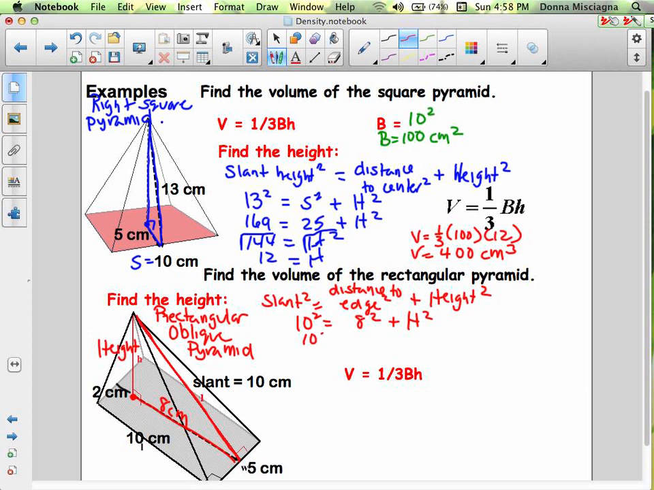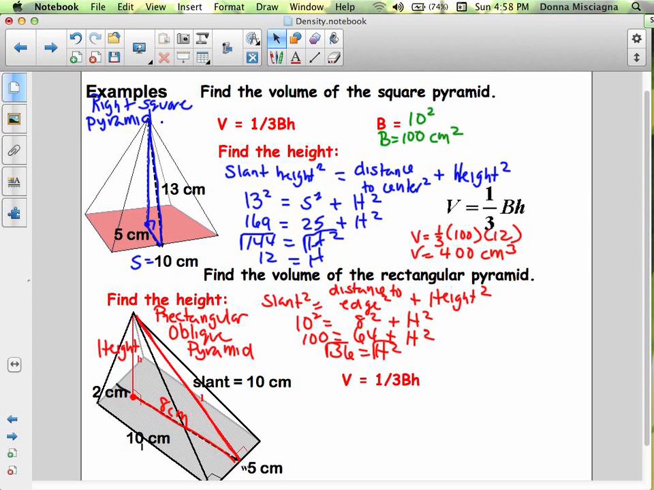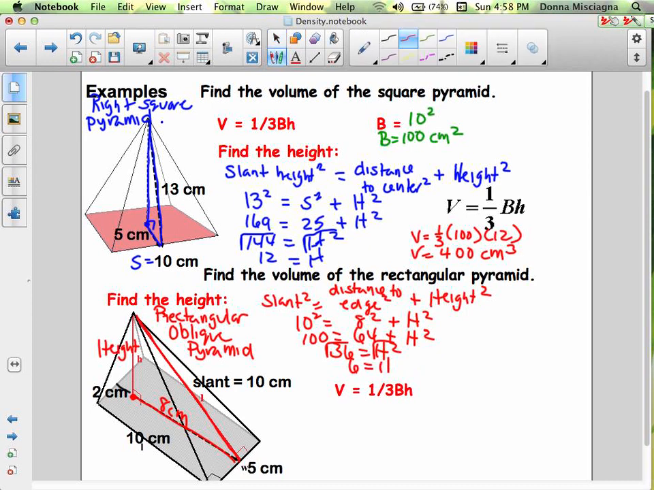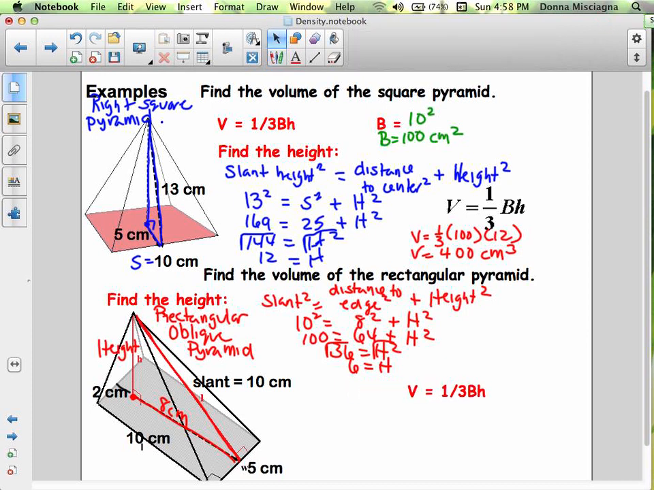So 10 squared is 100, 8 squared is 64. If we subtract 64 from both sides, we have 36 is height squared, and then we're going to take the square root, but we only want the positive. Right? So 6 is the height. So now we have the height. All we need now is the area of the base, and then we can find the volume.